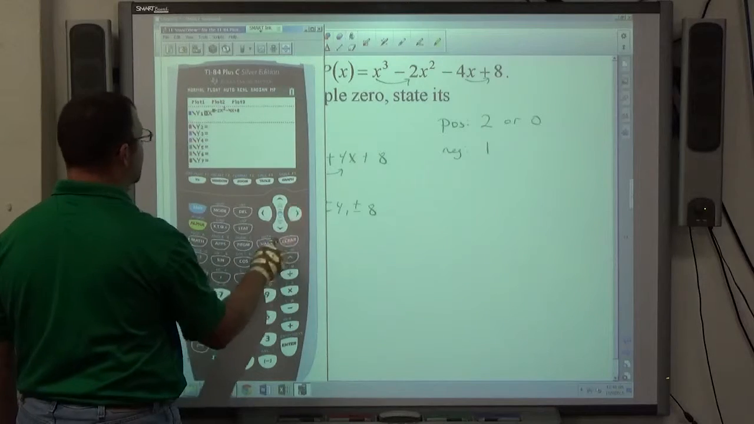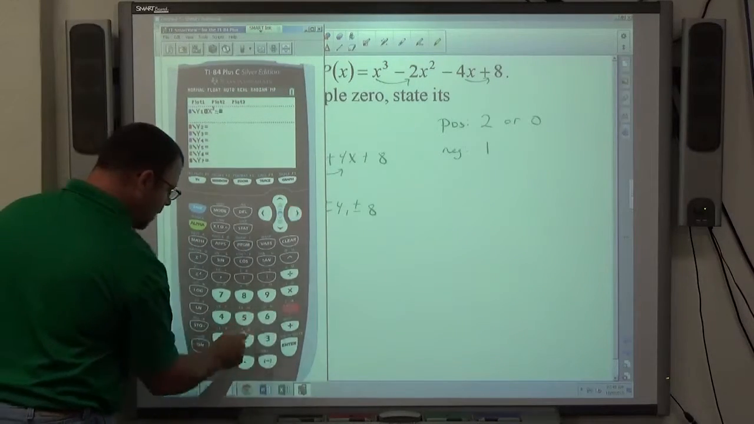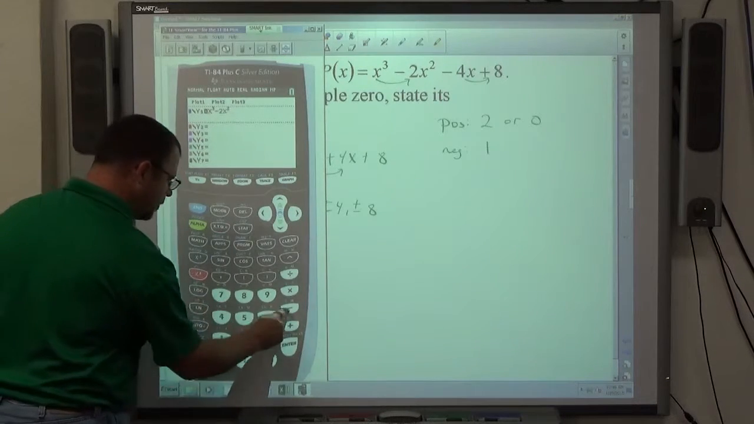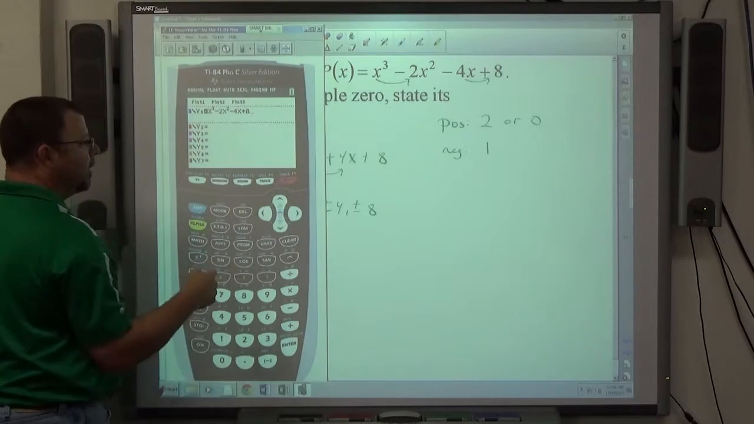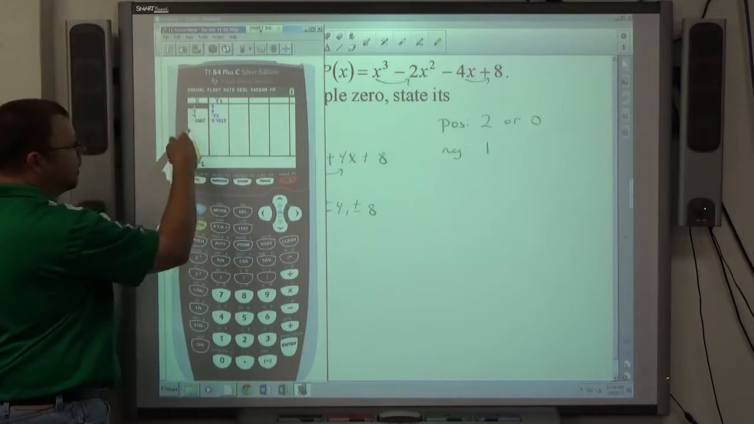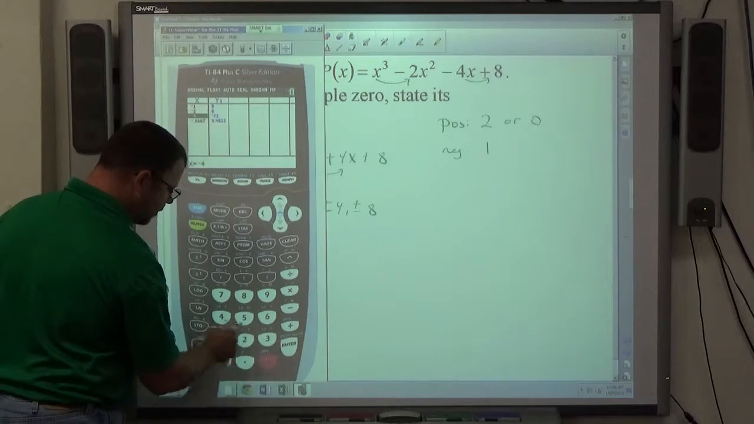Did what I keep on telling you guys not to do. So let's try this again. X cubed, push to the right to get out of the power level, minus 2x squared minus 4x plus 8. I'm going to go to my table, and negative 2 is already there. But if I had done negative 1, negative 2, negative 4, negative 8.